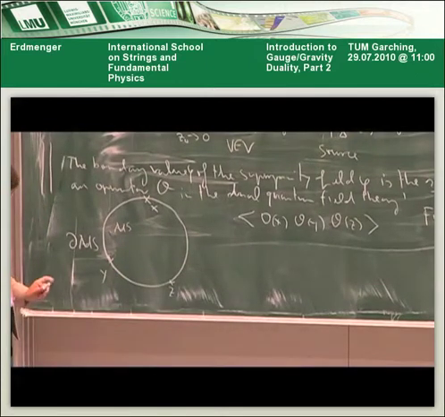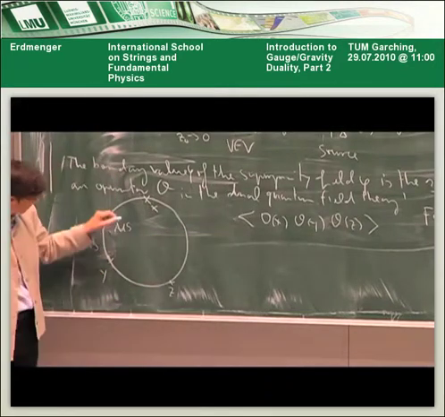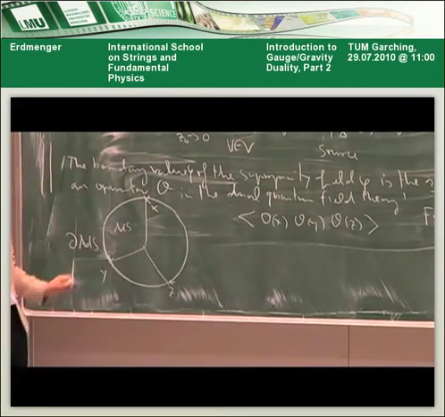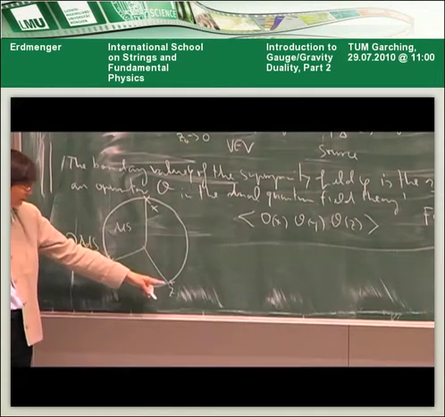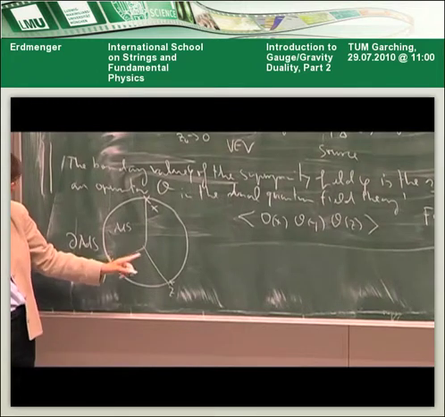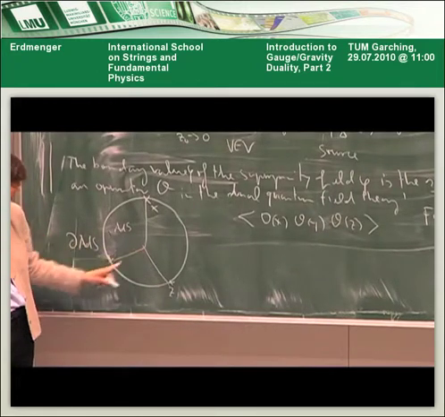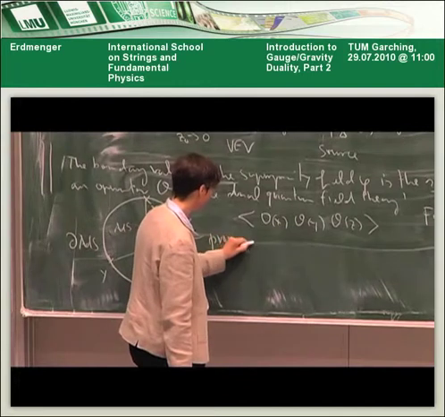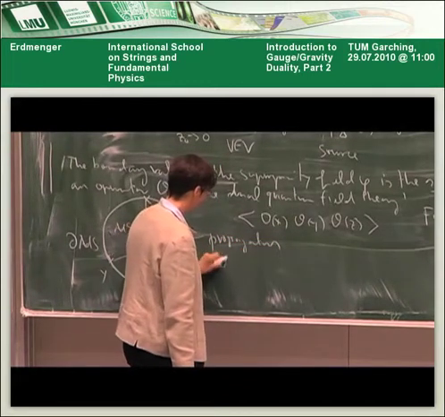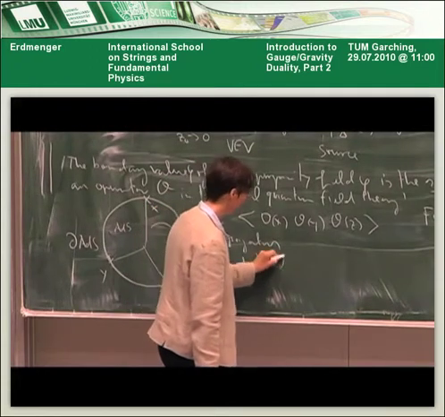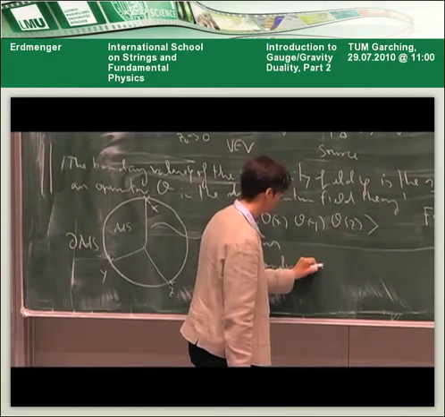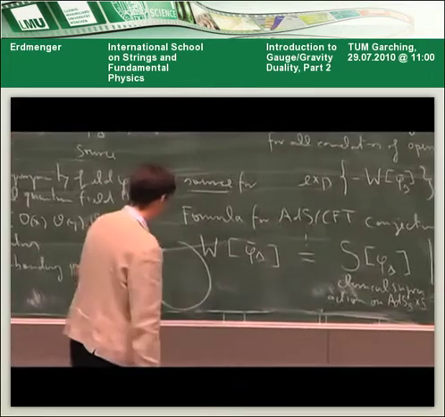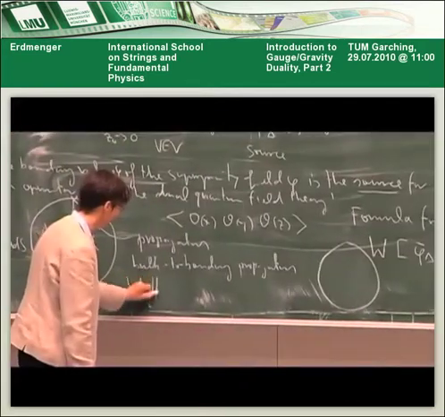And now, if you want to calculate the three-point function, you have to consider propagation through this higher dimensional space. This is a Feynman diagram where you have a propagator in this higher dimensional curved space, and you have an interaction point here. These interaction points are given by the Kaluza-Klein modes, and these propagators here are the so-called bulk-to-boundary propagators. I should say these diagrams are the so-called Witten diagrams because they were proposed by Witten.